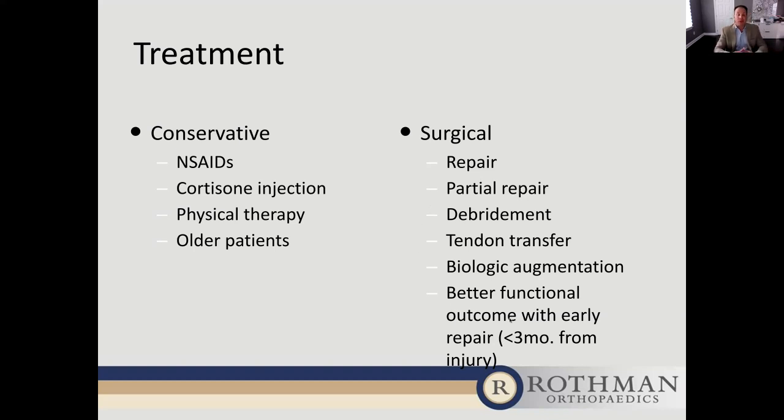Usually people do better if they have an acute traumatic tear if we get to them within 3 months. I know that doesn't sound acute, but by the time somebody realizes they had a rotator cuff tear, gets in to see us, we get an MRI, and we get them scheduled for surgery, that can sometimes be 3, 4, 5 months.